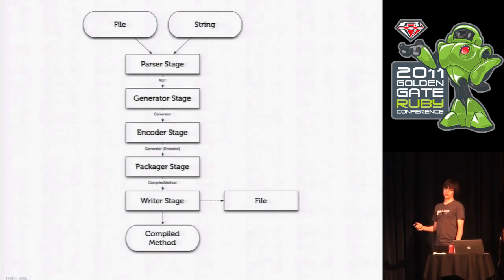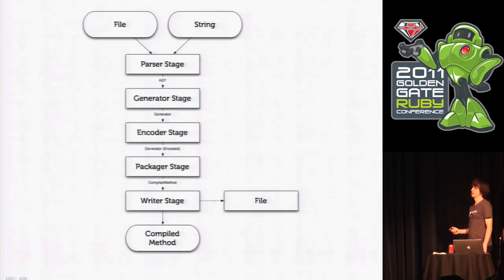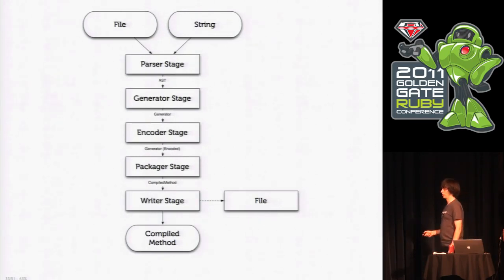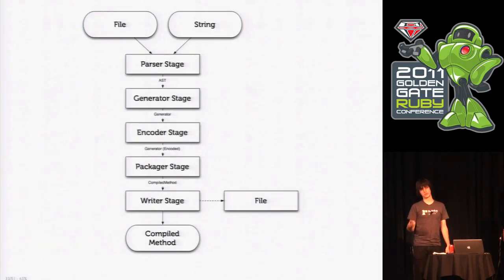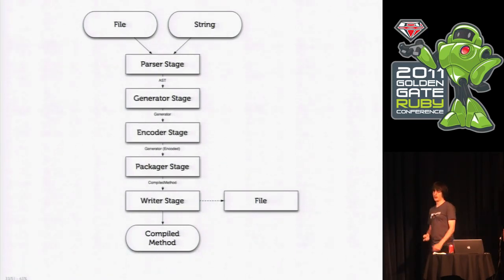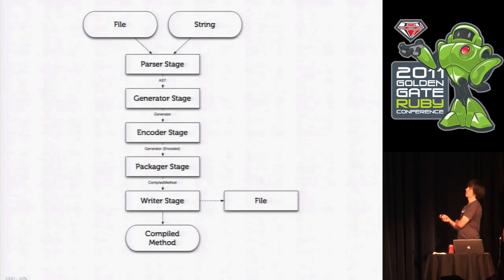You start with some input, which is either a file or a string. It parses that input into an AST. From that AST it generates an in-memory representation of the bytecode, encodes that into actual bytes, does some packaging, and either writes that to a file or creates a compiled method object. It just keeps that in memory and is able to execute it. What really is important for us is the parser and the generator stage, because that is what we actually want to care about, and we want to have Rubinius take care of the rest of it.